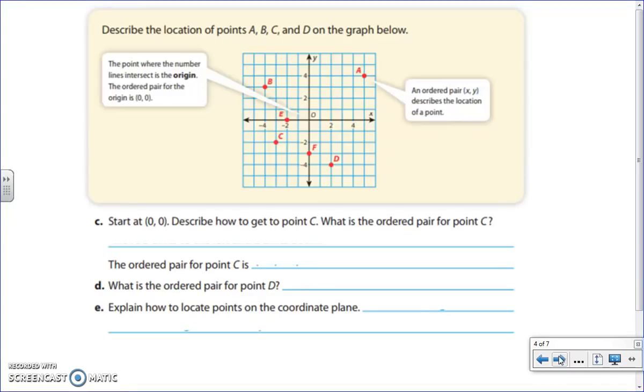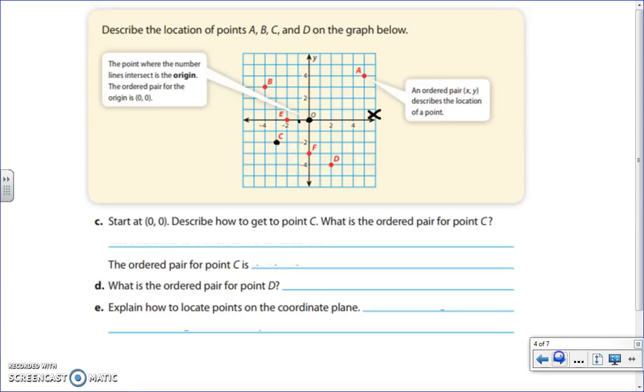It says start at point 0, 0 and describe how to get to point C. What is the ordered pair for point C? Again, we're going to start at the origin right in the middle, where we always start at 0, 0. That means we haven't moved left or right or up and down at all. I'm looking for point C, which is this one right here. Some of you may be tempted to go down first and then left, but remember, we always want to use our x-axis first. So we want to stay on the x-axis as long as we can, and then we move up and down from there.